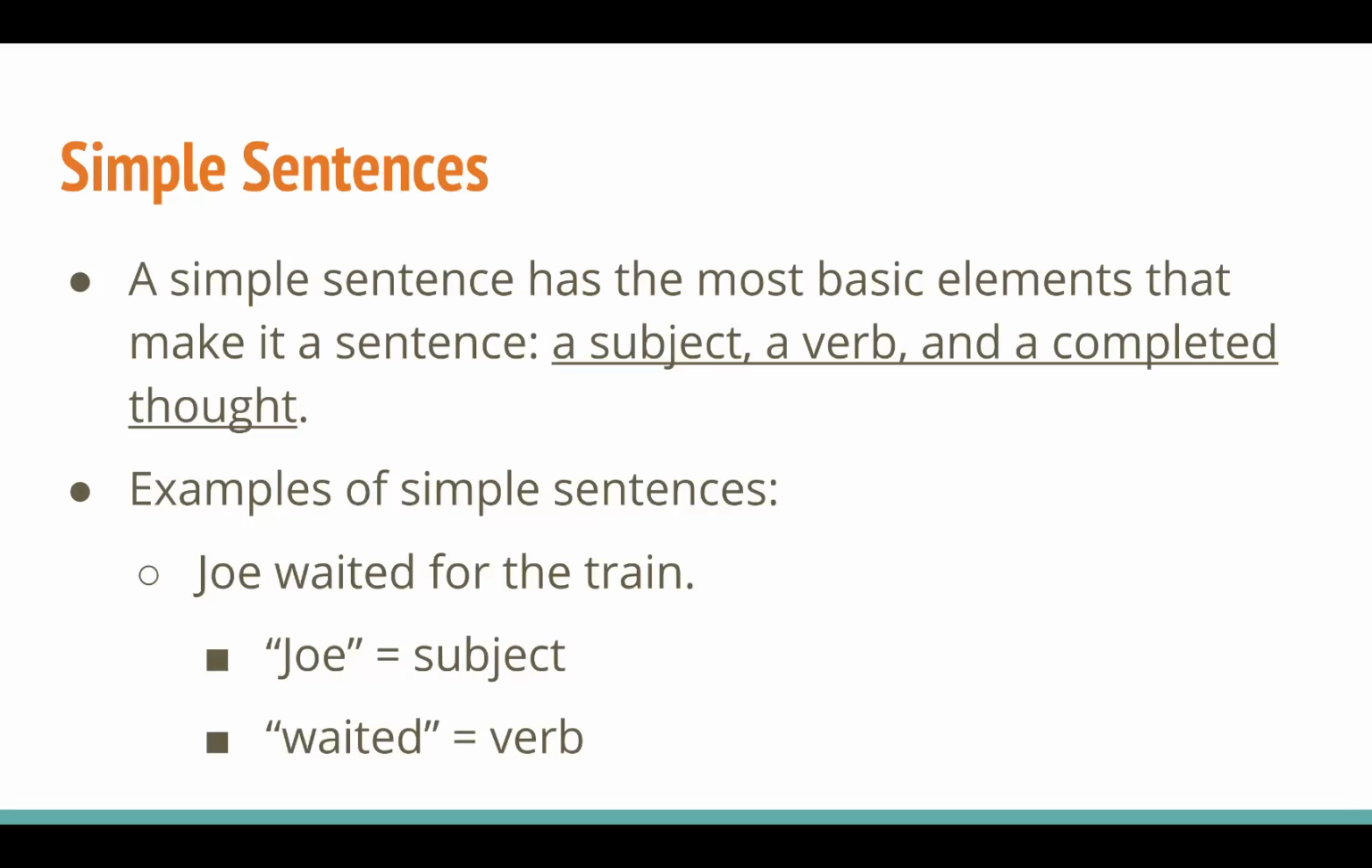So we're going to start off with simple sentence. A simple sentence has the most basic elements that make it a sentence. It has a subject, a verb, and a complete thought. Example of a simple sentence: Joe waited for the train. Joe is who the sentence is about, and what is he doing? He is waiting. So as long as a sentence has a subject, a verb, and makes up a complete thought, meaning it makes sense, that is going to be a simple sentence.